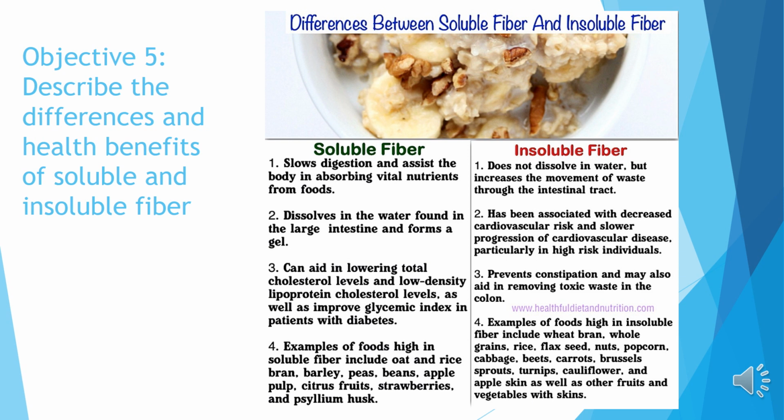You'll see in the previous one we had beans, not really much with skins. Apple was the pulp we were looking for. Strawberries, no skin. The insoluble, we're talking about fruits and vegetables that have skins on them.